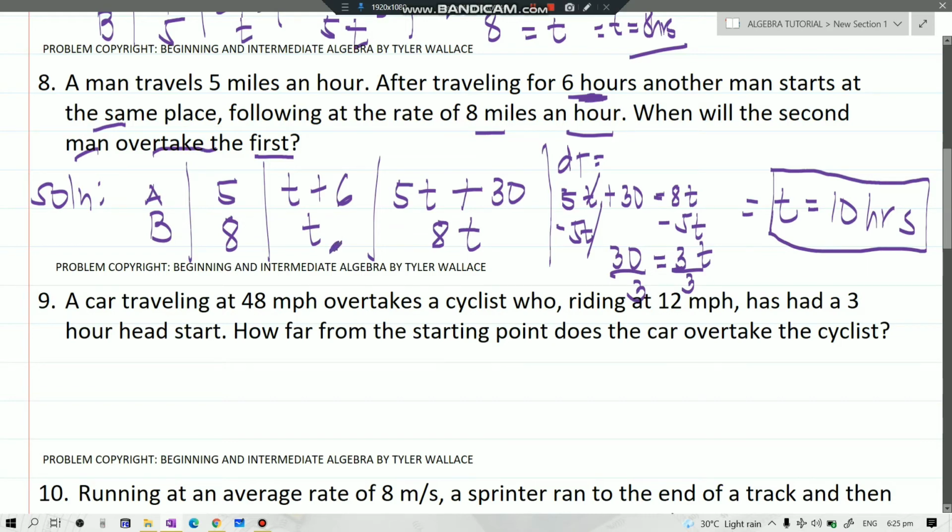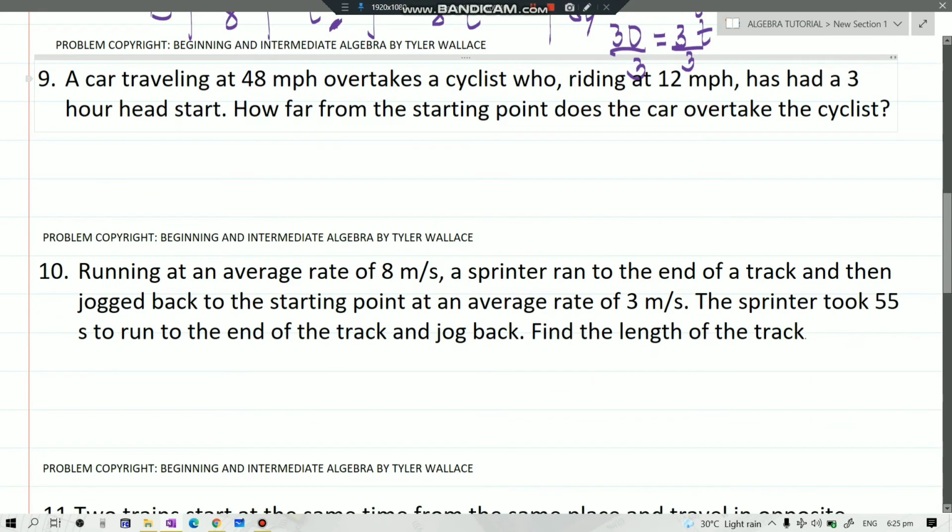Okay? So, problem number 9, a car traveling at 48 miles per hour overtakes a cyclist who riding at 12 miles per hour has had a 3-hour head start. How far from the starting point does the car overtake the cyclist? So, what will be the solution in this problem?